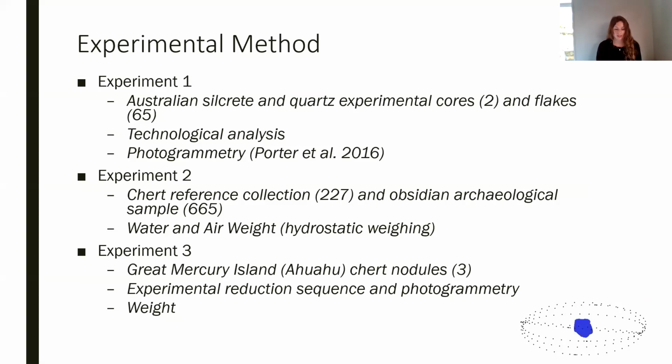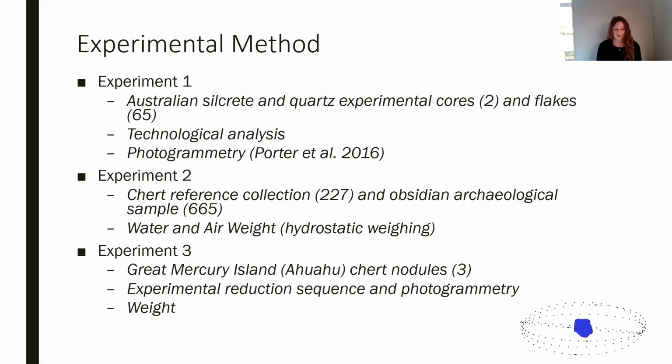So the first experiment was conducted on a sample of Australian material from an experimental assemblage napped by Douglas and colleagues, composed of 2 cores and 65 flakes. This experiment aimed to test the accuracy of two different methods of calculating volume compared to photogrammetry. The dimensions of each object were measured to insert into the mathematical formulas for volume. The air and water weight were also measured using hydrostatic weighing, and these were compared to photogrammetry as a baseline. 3D models were also constructed for each flake and core, based on Porter and colleagues' method.